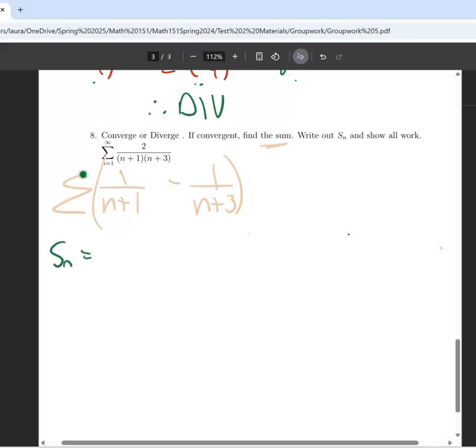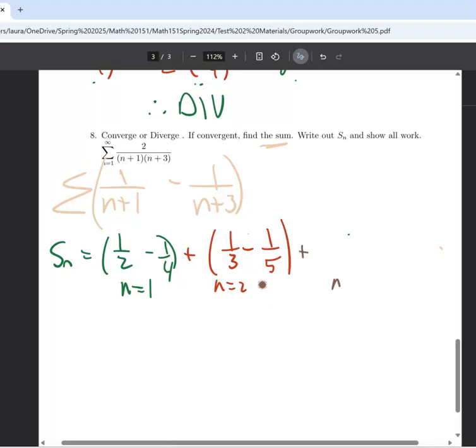So S sub n, so I'm going to plug in n equal 1. So I get 1/2 minus 1/4. Now I'm going to plug in n equal 2. 1/3 minus 1/5. And I'm going to plug in n equal 3. So I get 1/4 minus 1/6 plus, and I'm just going to write one more down, plug in n equal 4 just so you really see the pattern. 1/5 minus 1/7. Okay, so there's a whole bunch of dots going on.